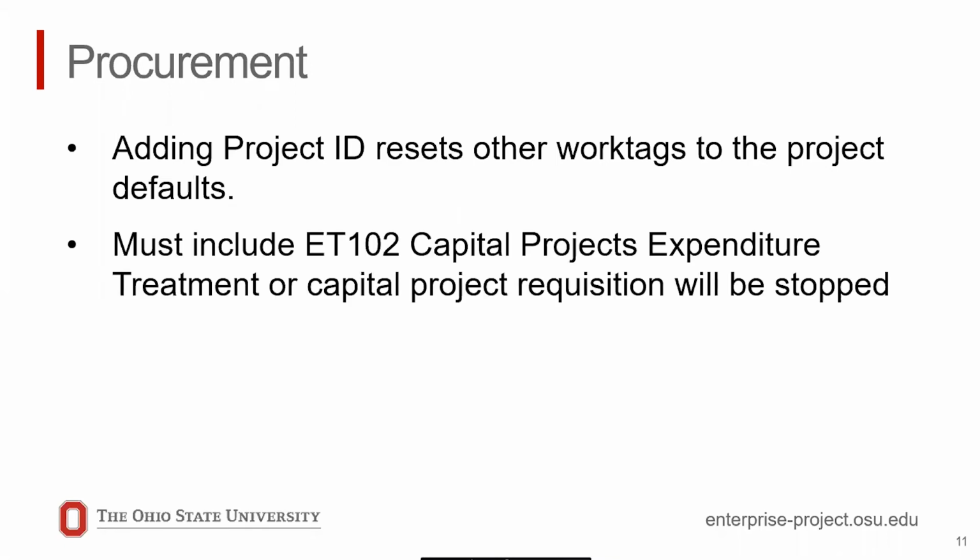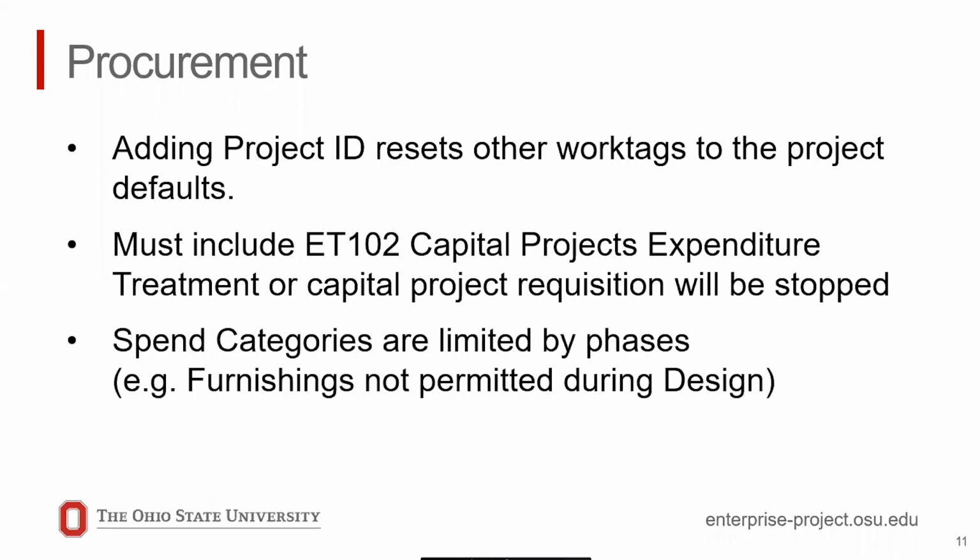The related work tag of ET102 on the project is used to ensure that all project costs on the capital project are captured for capitalization. Capital projects must have the expenditure treatment of ET102. If this expenditure treatment is not captured on the related work tags of the project, the cost will be expensed and not be capitalized. A project must use the phase and spend categories when being requisitioned.